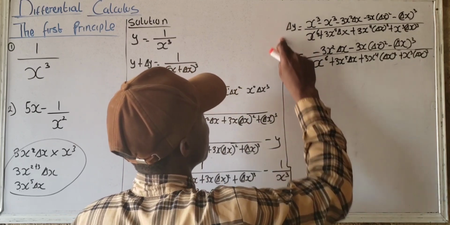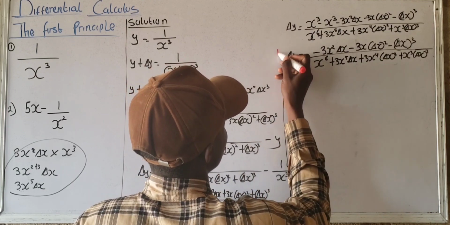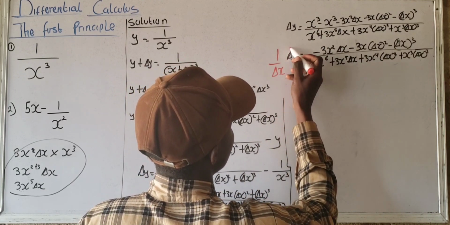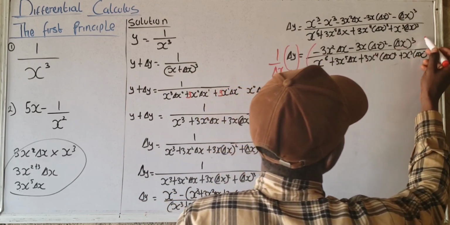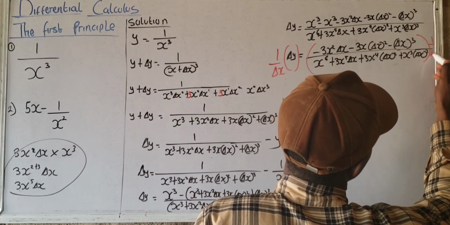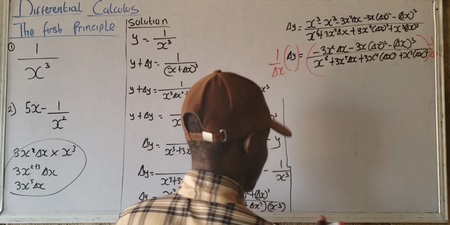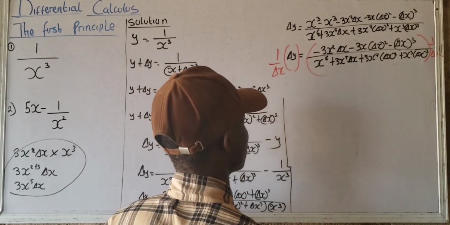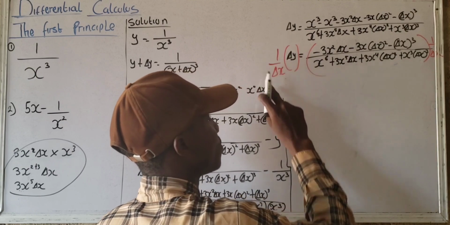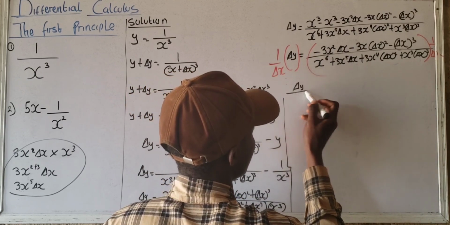That means we are going to have 1 over delta x multiplied by this, both the first side, and you have to multiply this also by 1 over delta x. Okay? What I mean is that just multiply both sides by 1 over delta x. So we are going to have delta y multiplied by 1 over delta x. That is what? Delta y all over delta x.